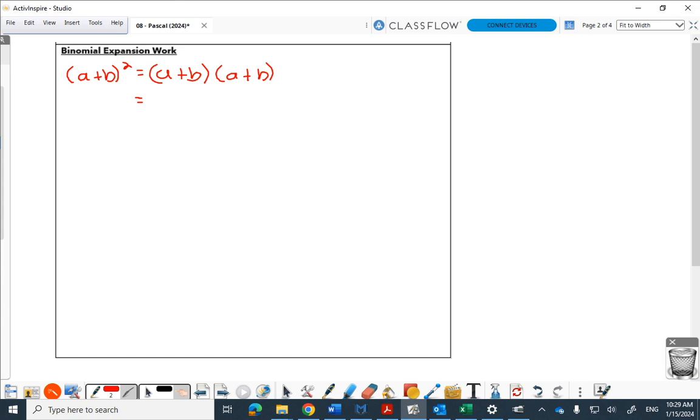Okay, so how do I expand this? This one's just FOIL. A squared plus AB plus another AB plus B squared. And incidentally, I'm already noticing there might not be enough room to do all the work I want to do today in my work thing. And that's why I copied it single-sided for you. We might run over into the other side of the page, and that's okay. A squared plus 2AB plus B squared.